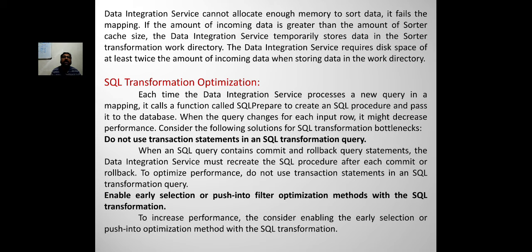SQL transformation optimization. Each time the Data Integration Service processes a new query in a mapping, it calls a function called SQL Prepare to create an SQL procedure and pass it to the database. When the query changes for each input row, it might decrease performance. Consider the following solution for an SQL transformation bottleneck.